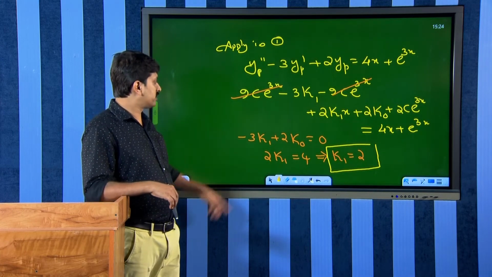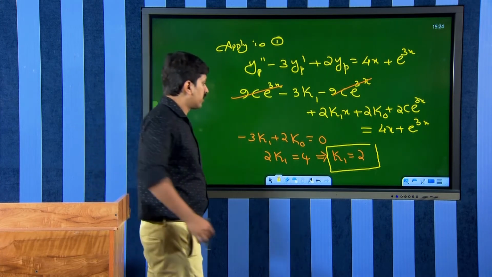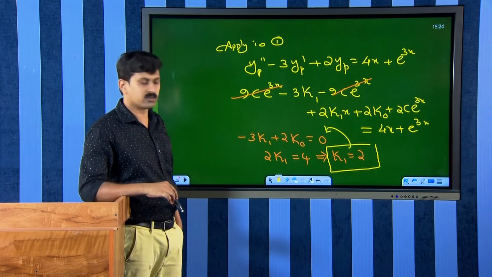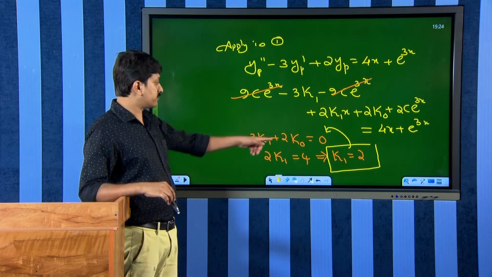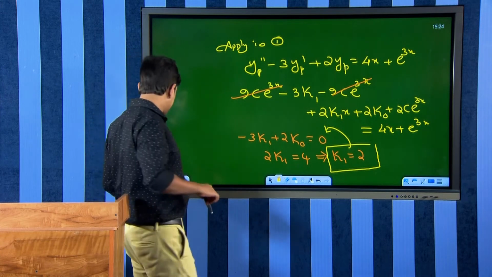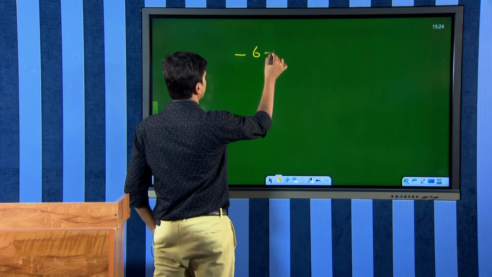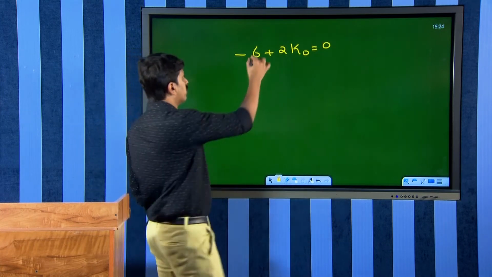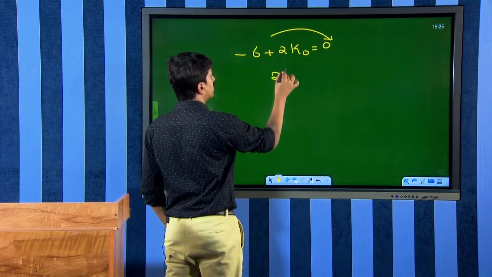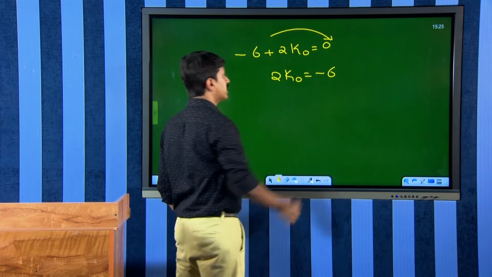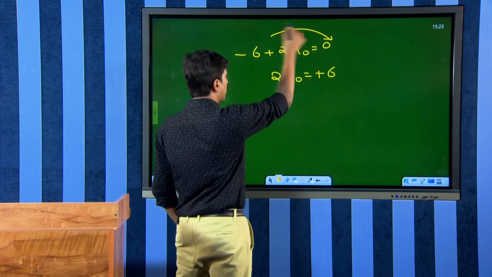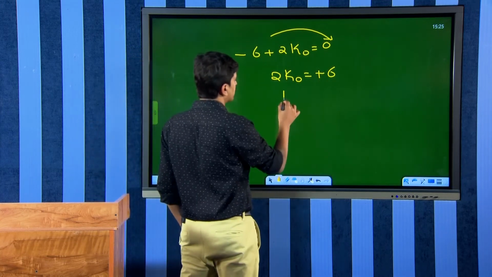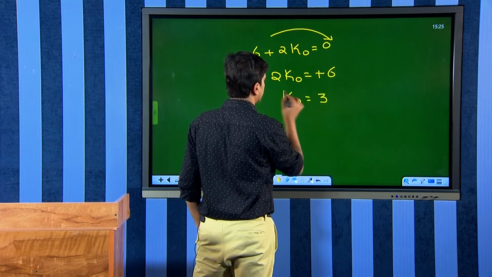Putting k1 is equal to 2 here, we will have 3k1 is equal to 6, so minus 6 plus 2k0 is equal to 0. Therefore, 2k0 is equal to 6, as the negative term goes to the RHS and becomes positive. So k0 is equal to 6 by 2, that is 3.